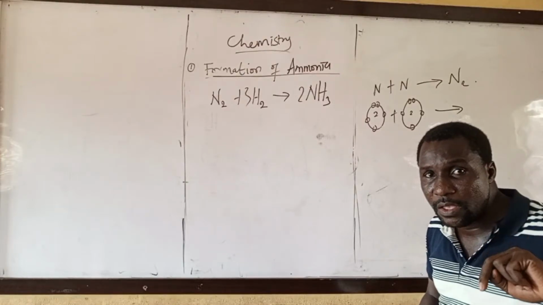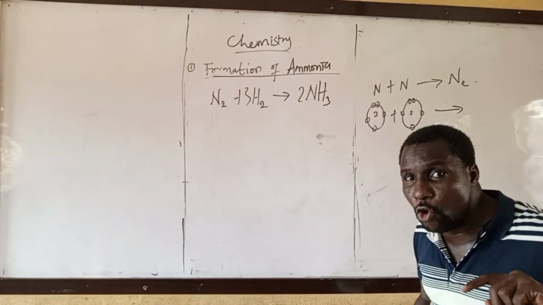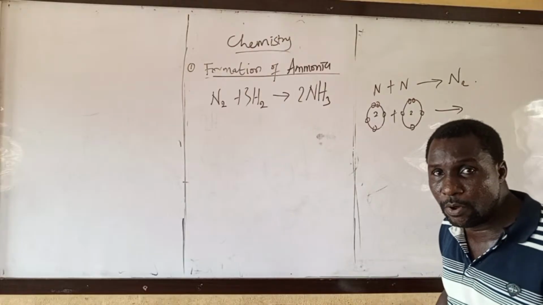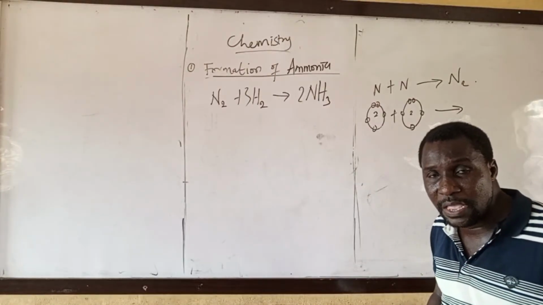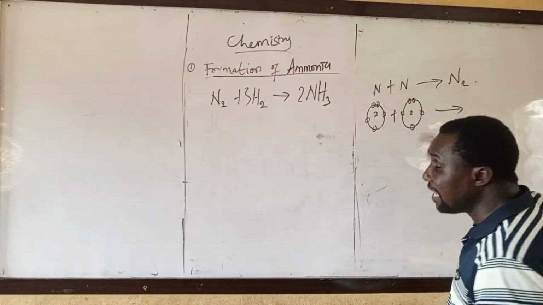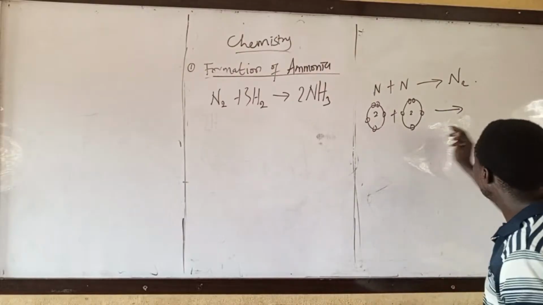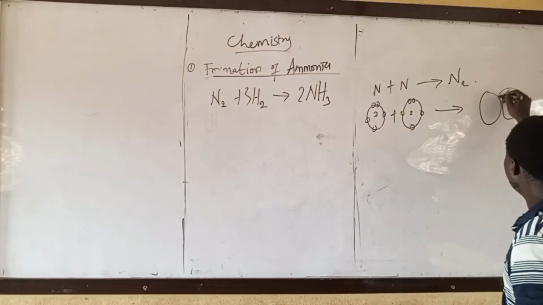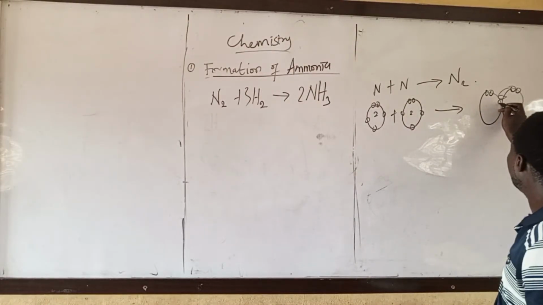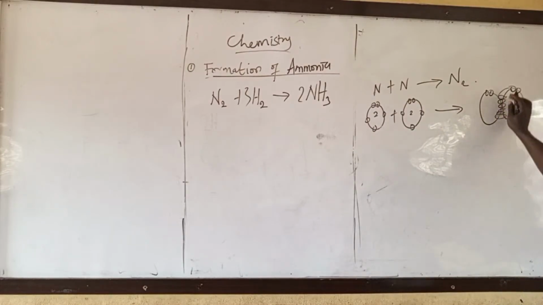Oxygen has 2 unpaired electrons, so a double covalent bond. Chlorine has 1 unpaired electron, so it forms a single covalent bond. Hydrogen has 1 unpaired electron, so it forms a single covalent bond. Nitrogen gas has a triple covalent bond. These 3 unpaired electrons come here, 1, 2, 3, and these 3 too, 1, 2, 3. If you draw the structure, this is nitrogen.